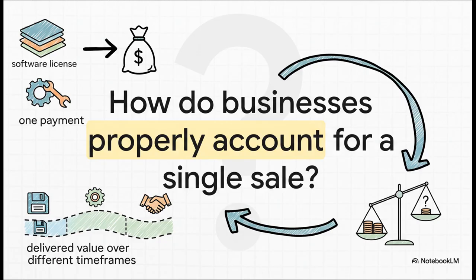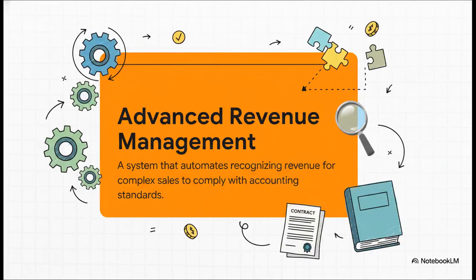Imagine your company sells a big bundle deal. It's got a software license, a full year of maintenance, and maybe some professional services thrown in. You get one single payment, but the value you're delivering happens over completely different timelines. So the big question is, how on earth do you account for that revenue correctly? And that right there is where ARM comes into the picture. It is NetSuite's automated answer to that giant puzzle. It's specifically designed to handle these really complex contracts, making sure your books stay compliant with modern accounting standards, all without you having to do a mountain of manual work.